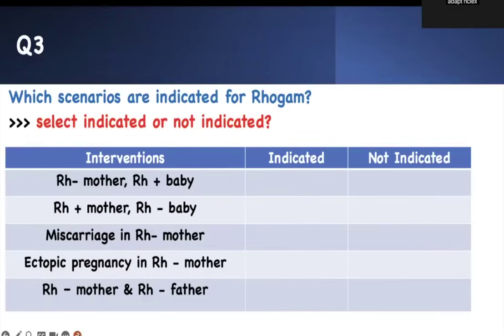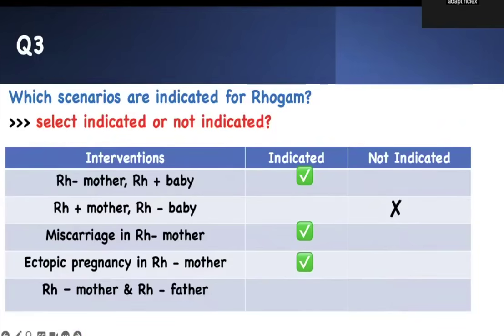But based on the concept, number 1 has to get it because the baby is Rh positive. What about number 2? Number 2, that's not needed because mommy is already Rh positive. Giving birth to Rh negative baby is not a problem. If you are Rh negative, you need it. You get miscarriage, ectopic pregnancy, abortion. So you're going to get it. So both of them are going to get it.